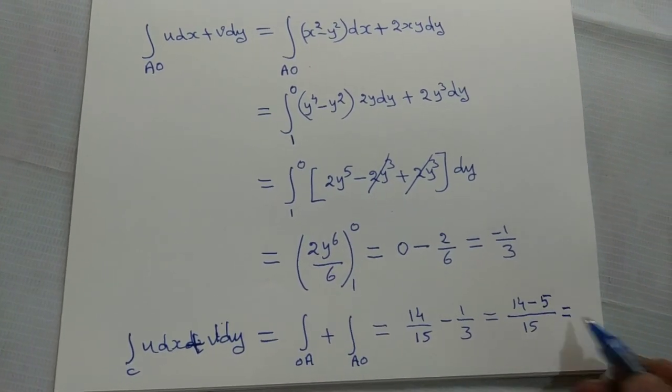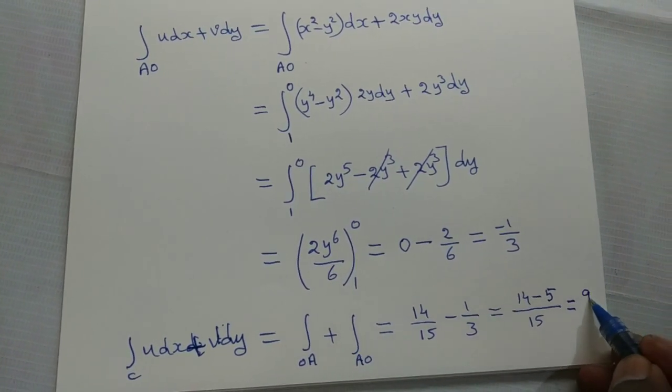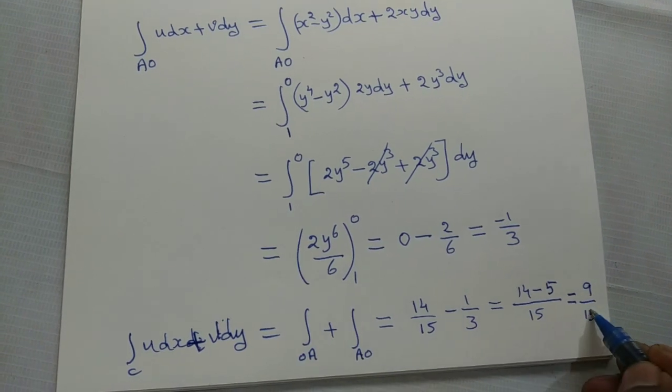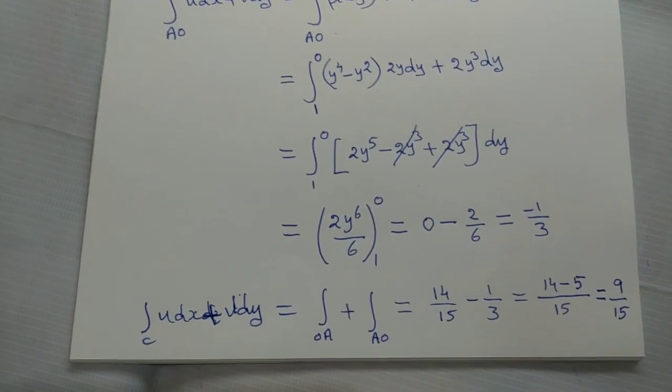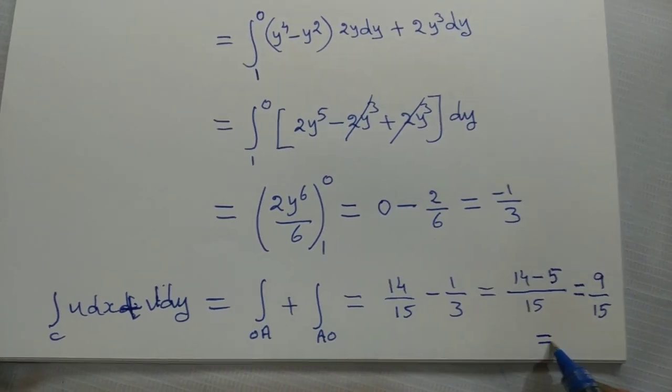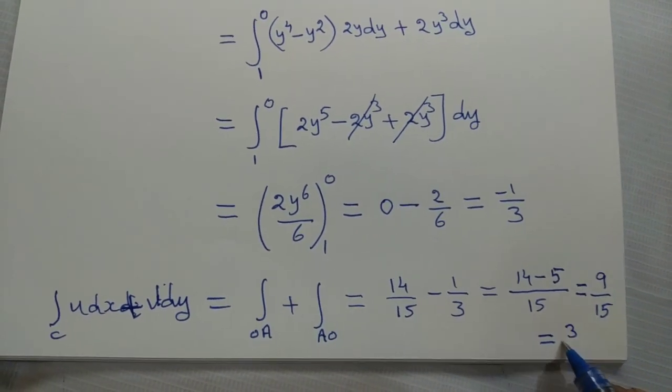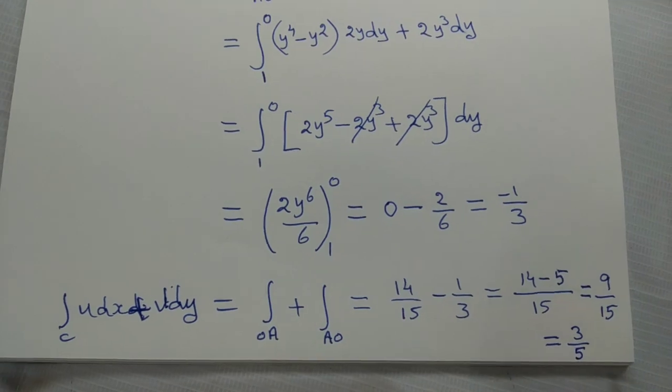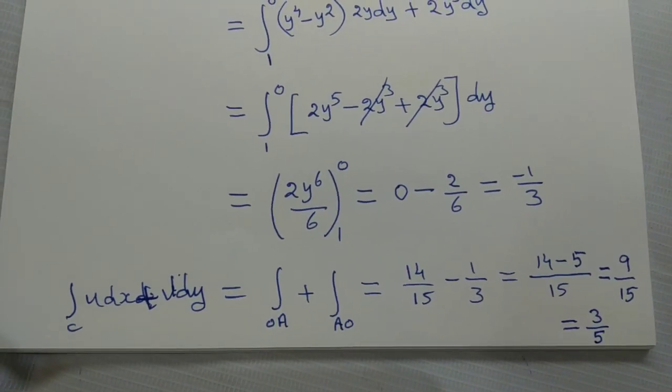Okay, 14 minus 5 is 9. So 9 by 15 is the LHS of the Green's theorem. When you cancel this, 3 by 5. So the LHS of the Green's theorem is 3 by 5.